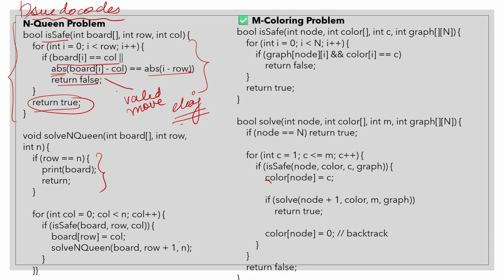Now checking your columns, if it is a safe move, then you place the queen and move on to the next row. You are not changing the column. The column changes only when you have placed the queen. You can't change the column before placing the queen. Can't change column until queen is placed.